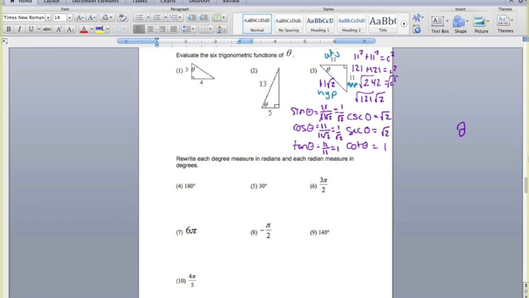Okay, so for these problems, a couple of things that you need to know. A squared plus b squared equals c squared, or special triangles. And SOHCAHTOA.